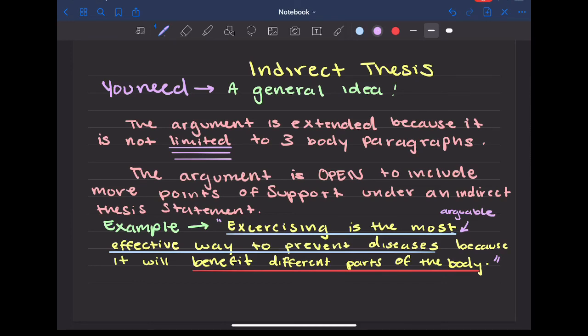Notice that this gives the writer more liberty to write as much as they want on this topic, which is why you would generally want to use an indirect thesis when it comes to writing lengthy papers, such as research papers.